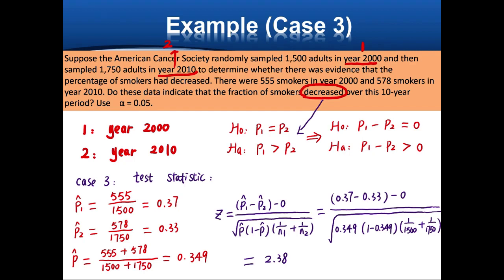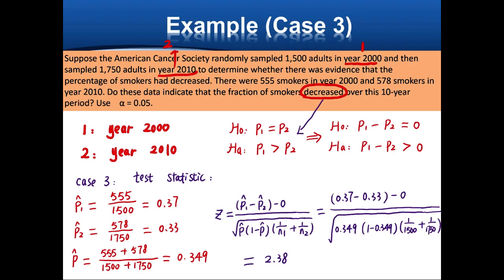P1 hat is the proportion for sample 1. P2 hat is the proportion for sample 2. P hat is the grand proportion, which will be x1 plus x2 divided by n1 plus n2. So the test statistic is 2.38.